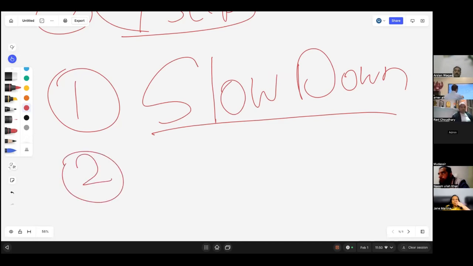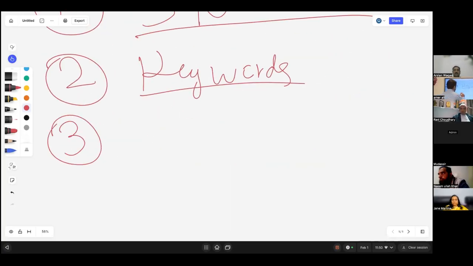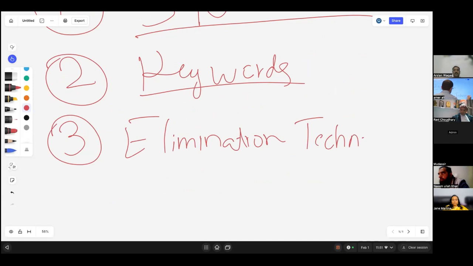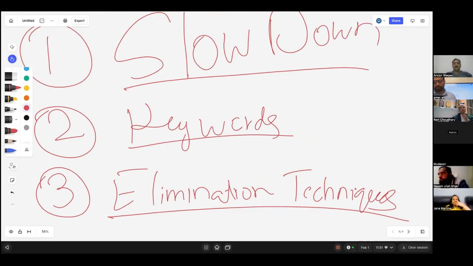Second thing, identify the keywords. Each question will have keywords that you need to identify. You may need to read it multiple times, that's why we need to slow down. Third thing is you need to use the elimination technique. Slow down, keywords, elimination technique.